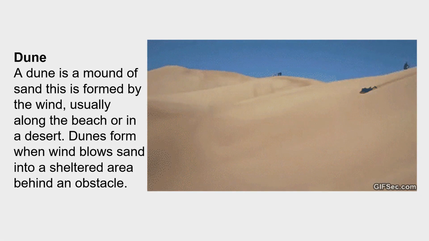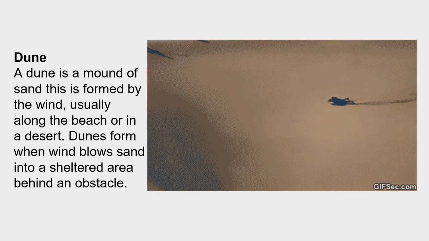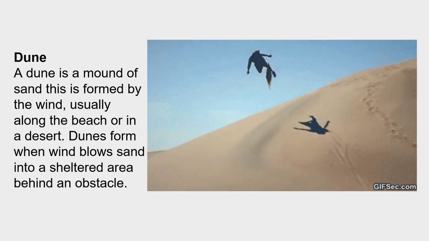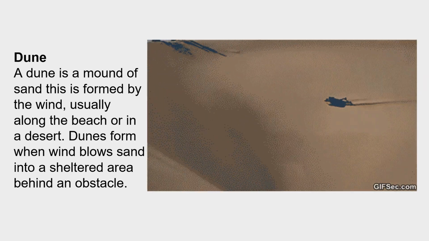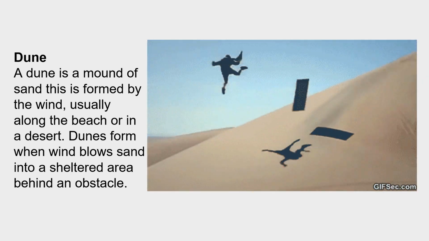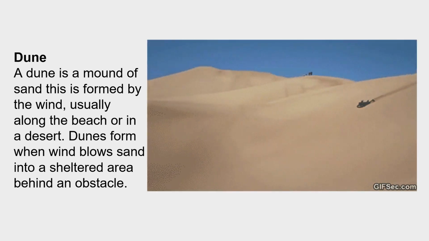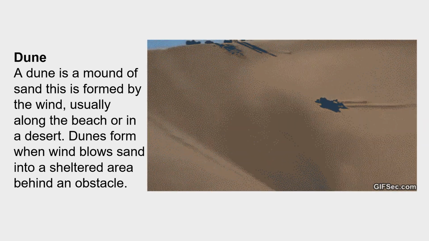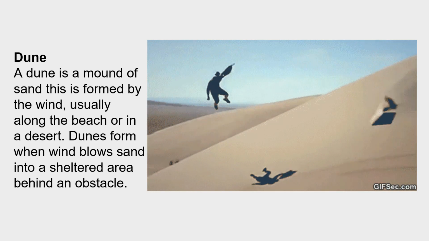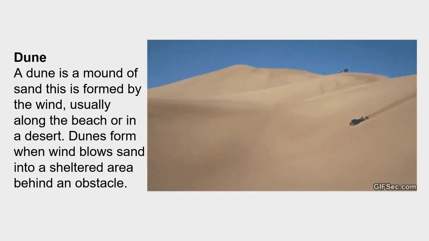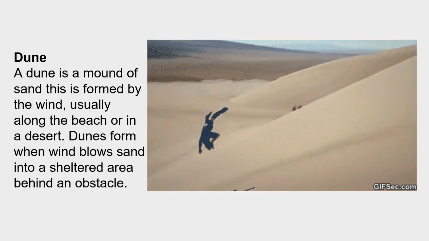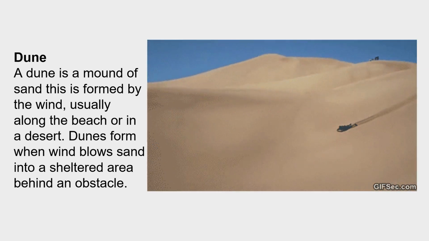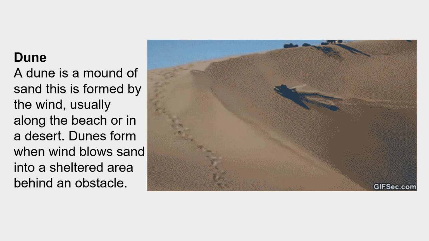Next, that's a dune. Oh, he's sliding so fast. So dune, basically, obviously we all know, right? In deserts we will always find it. A dune is a mound of sand. This is formed by wind, usually along the beach or in a desert. Dunes form when wind blows sand into a sheltered area behind an obstacle. Yeah, so basically we all know what's a dune and where we can find it.